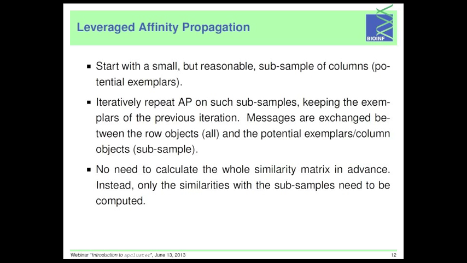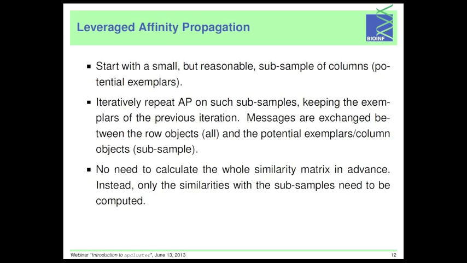It starts with a small but hopefully reasonable subsample of columns, so potential exemplars, and iteratively repeats this. It's just a slightly generalized affinity propagation that is done on these non-quadratic similarity matrices. This subsampling is repeated iteratively, but it's not redone every time. In each iteration, you preserve the exemplars of the previous iteration. That means you acquire additional evidence for what is a good exemplar without losing what you have considered previously.